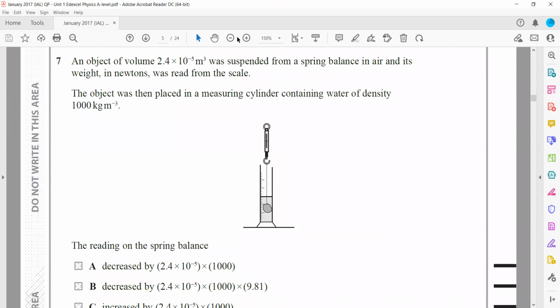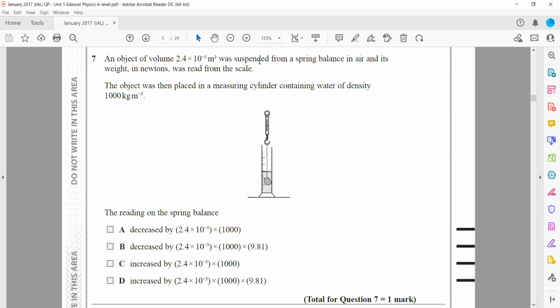Then another question. An object has a volume of 2.4 × 10^-5 m³ and was suspended using a spring balance in air, with its weight in newtons. The object was then placed in a measuring cylinder containing water of density 1000. What is the reading on the spring balance? So how can we work out the reading on the spring balance?